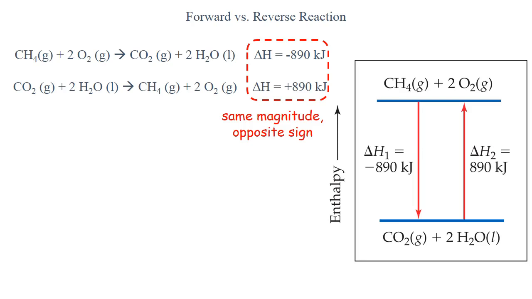And if you look at the enthalpy diagram on the right-hand side, it should make sense that if what was once the reactant at the top is now the product, then the arrow is just going in the opposite direction, and now we have an endothermic reaction that requires 890 kilojoules. So this is a concept that you will use over and over again. If you reverse a reaction, then that reversed reaction has the same magnitude, meaning absolute value, but the opposite sign. So if it was once negative, it becomes positive, and vice versa.